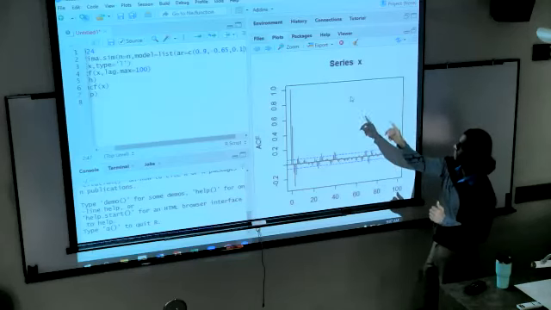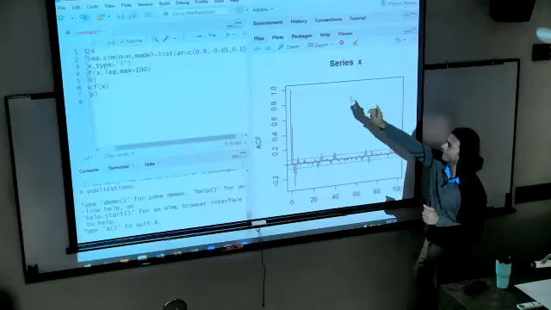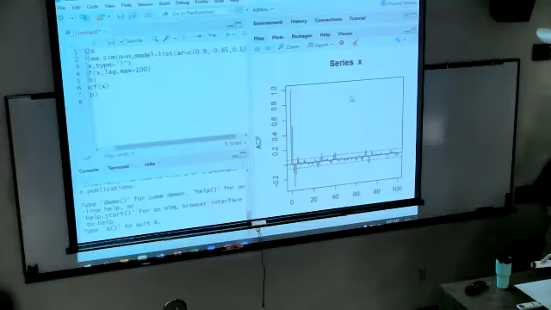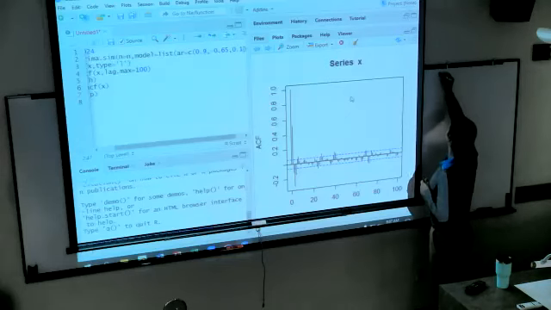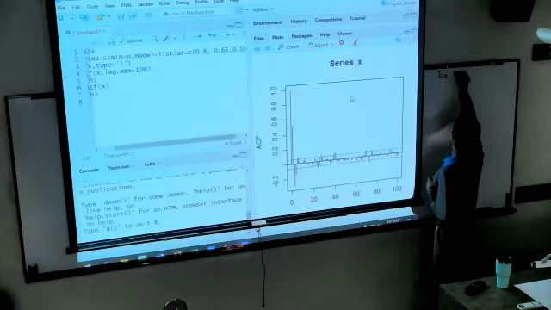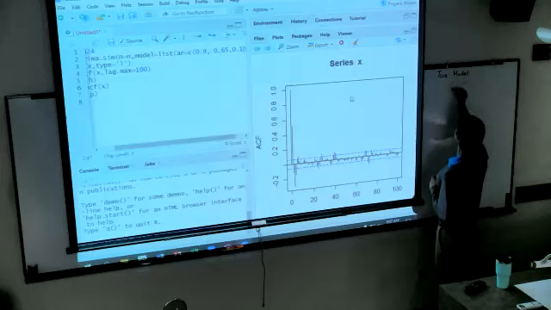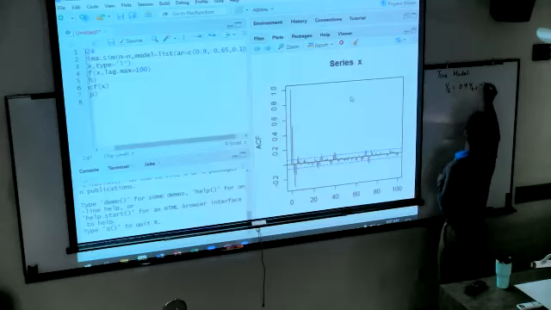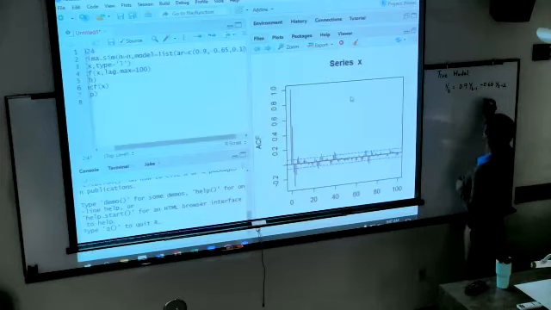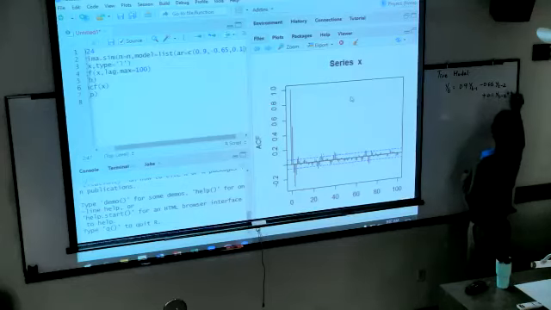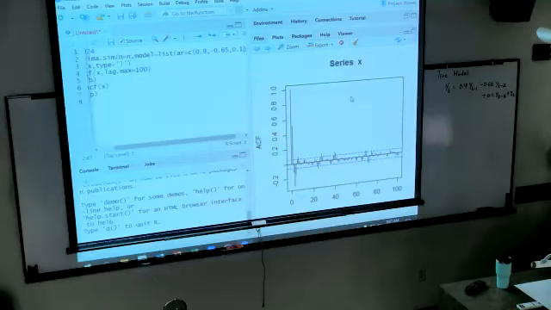So the true model is 0.9, negative 0.65, and 0.1. So I write it on this side over here. And epsilon t is our usual noise.